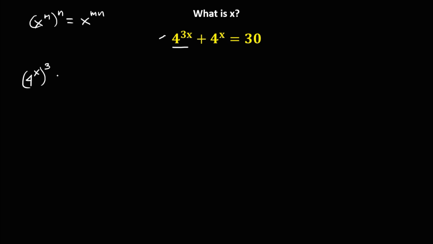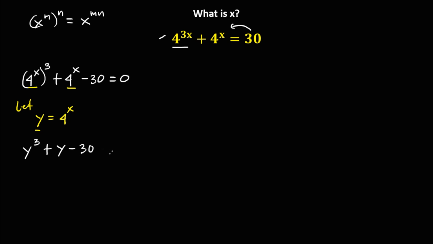power 3. Then plus 4 to the power x, and transpose this positive 30, so that becomes negative 30, then equals 0. Then this time we let y equals 4 to the power x, so this 4 to the power x becomes y. So we have now y to the power 3 plus y minus 30 equals 0.